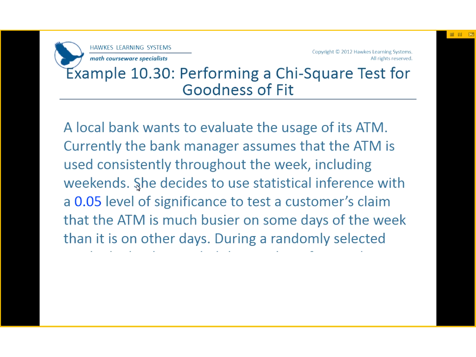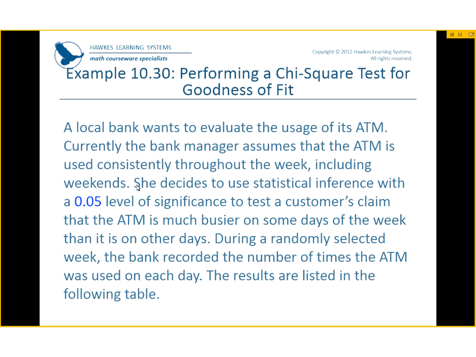Okay, let's do an example not using the calculator, and then we're going to do an example using the calculator. A local bank wants to evaluate the uses of its ATMs. Currently, the bank manager assumes that the ATM is used consistently throughout the week, including the weekends. She decides to use statistical inference with a 0.05 level of significance to test a customer's claim that the ATM is much busier on some days of the week than others. During a randomly selected week, the bank records the number of times the ATM was used on each day. The results are listed in the following table.